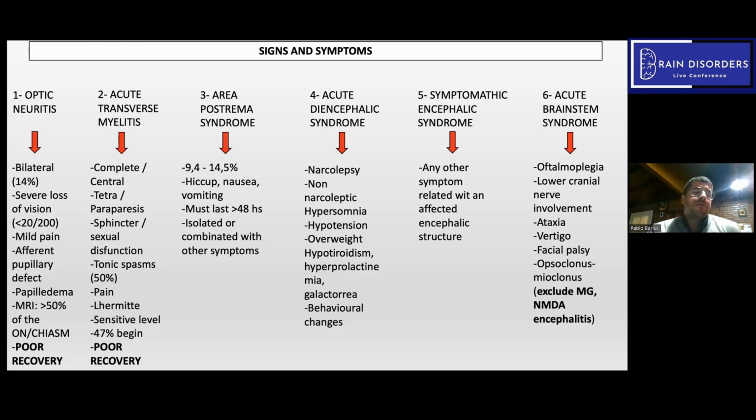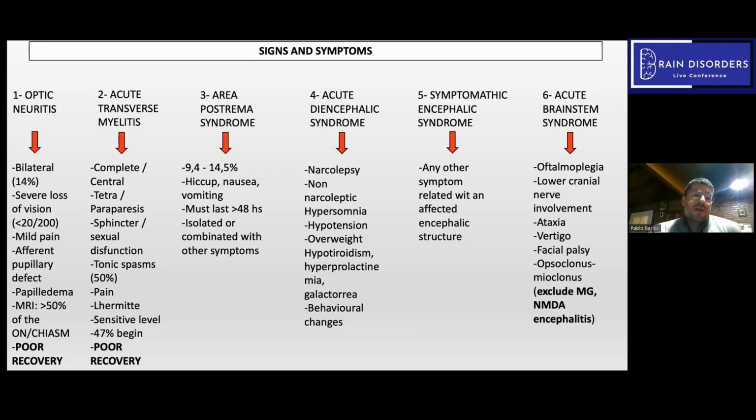So it's really important to know this. And it has a poor recovery of vision. This is so important because we have to treat aggressively from the beginning, because then we won't have the opportunity. In acute transverse myelitis, it could be complete or almost always central. It could be tetraparesis or paraparesis, sphincter dysfunction, sexual dysfunction, tonic spasms. In 50% of the people, it is really difficult to treat.